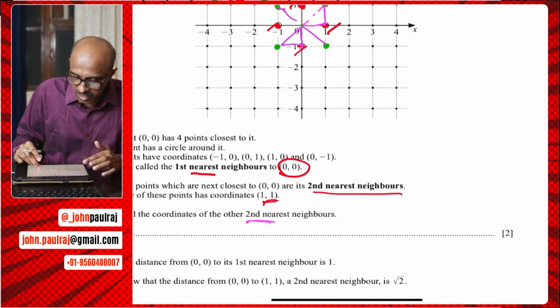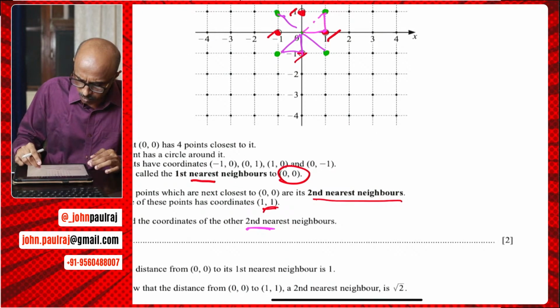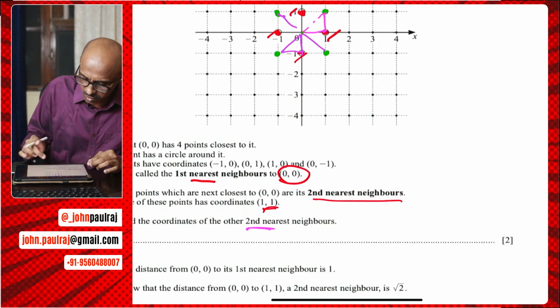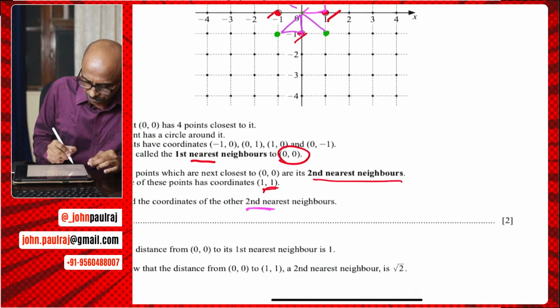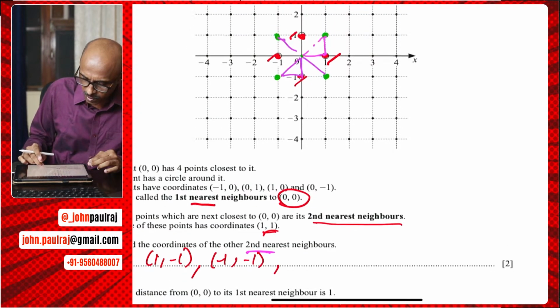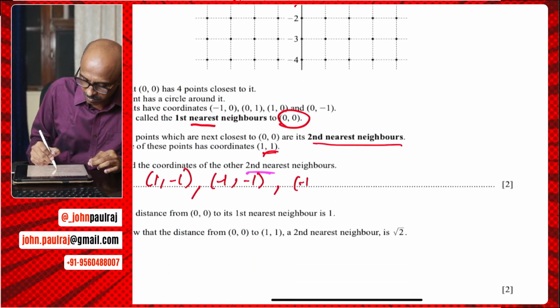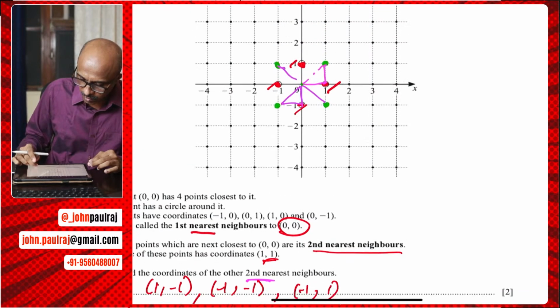So when we just indicate the coordinates of those points, they've given 1, 1, so we can write down the responses for the other ones: 1, negative 1; negative 1, negative 1; negative 1, 1. Okay, cool. All right.